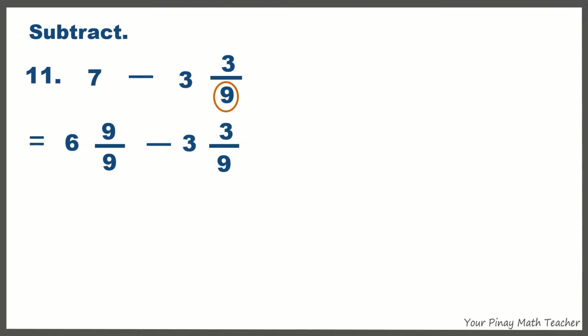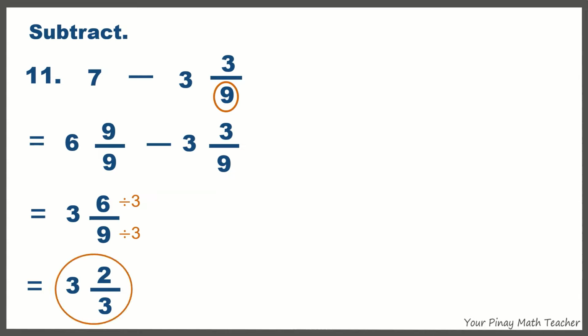Having mixed numbers with similar fractions, we can subtract right away the whole numbers. 6 minus 3, 3. 9 ninths minus 3 ninths is 6 ninths. Reducing 6 and 9 by 3, we get a final answer of 3 and 2/3.